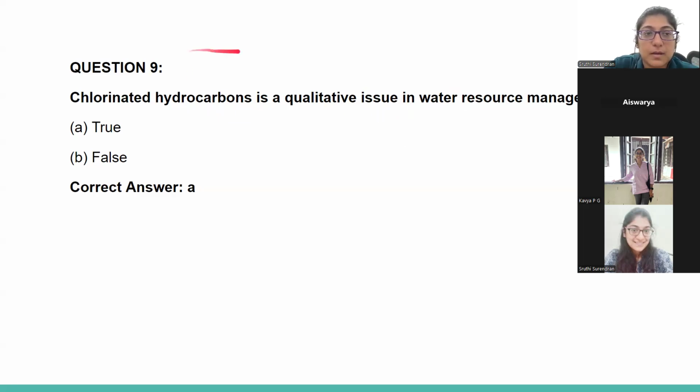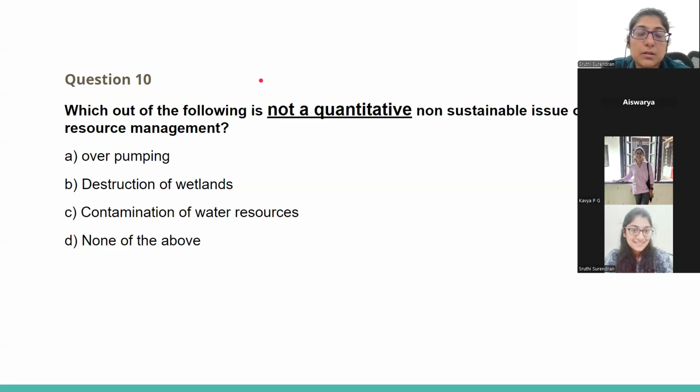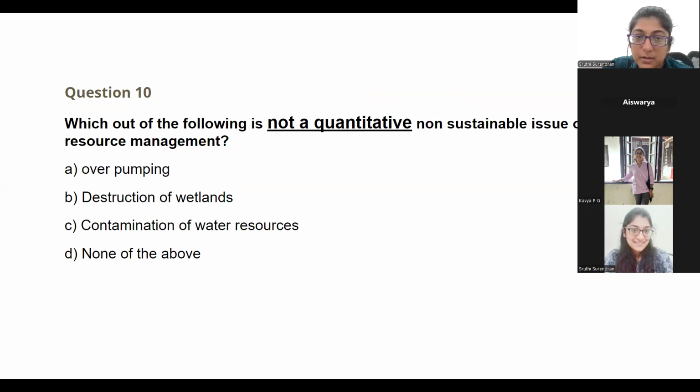Now, we just looked at some non-sustainable practices that are qualitative as well as quantitative, reducing the quality and quantity of groundwater resources. Now, the question here is which is not a quantitative non-sustainable issue of water resource management? Which out of this is not a quantitative practice? Is it overpumping, destruction, contamination, or none of the above?